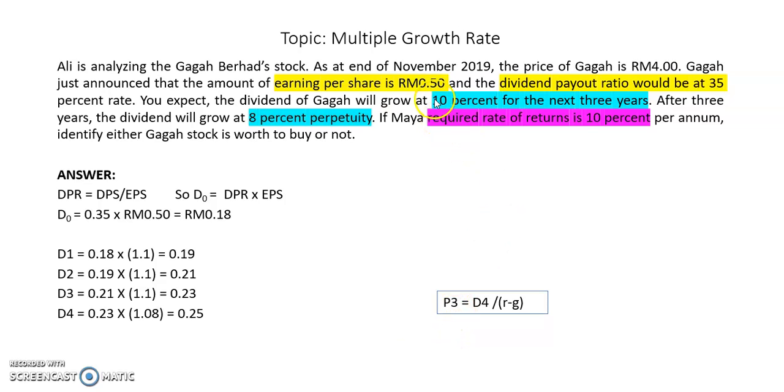Why P3? Because, as I mentioned in class, if you have two different growth rates, the P follows the first growth rate period. Since the first growth rate period is 3 years, the P here is P3. The formula for P3 is D4 divided by R minus G, where R is the required rate of return. D4 is 25 cents divided by R, 0.1, minus the growth rate of year 4, 0.08, and you will get P3 of 12 ringgit 58 cent.